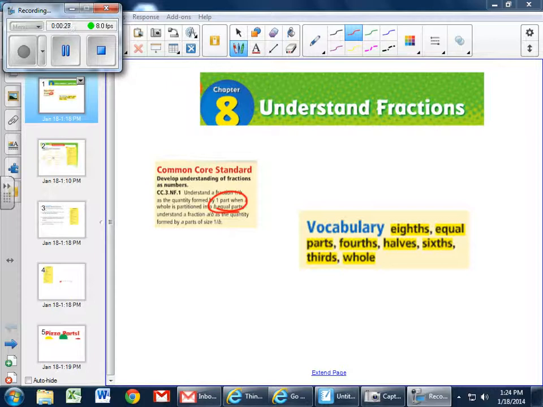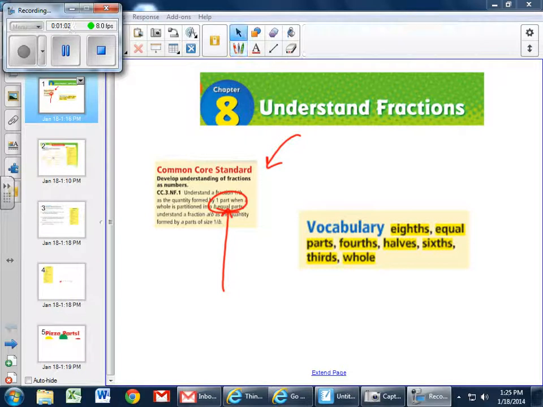We're going to use those to understand a fraction a over b as the quantity formed by a parts of size 1 over b. So kind of confusing, but by the end of the chapter you will be able to understand all of these words, but the main thing to remember is equal, and we've learned that in previous years also. Lots and lots of new vocabulary in this chapter that we haven't talked about in Go Math yet. In the beginning we're going to talk about eighths, equal parts, fourths, halves, sixths, thirds, and wholes. So they're kind of even just fun to say.